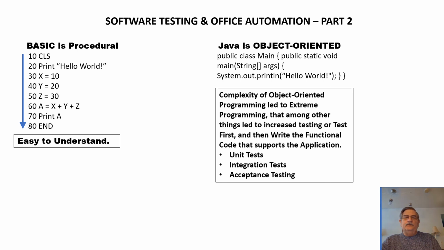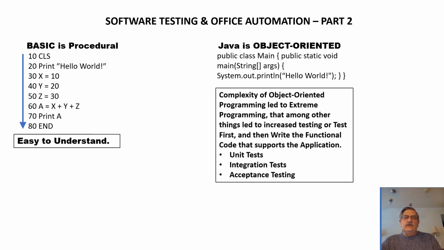And then we got into object-oriented programming. Java is a good example. This part here shows you the same thing as these first two lines up here. You can see it's more complicated and you have to know a little bit more. It's harder to write and it's more complex. It led to extreme programming, and that led to writing tests first and then writing the functions so that the tests would pass. And it supports unit testing and integration testing and acceptance testing.